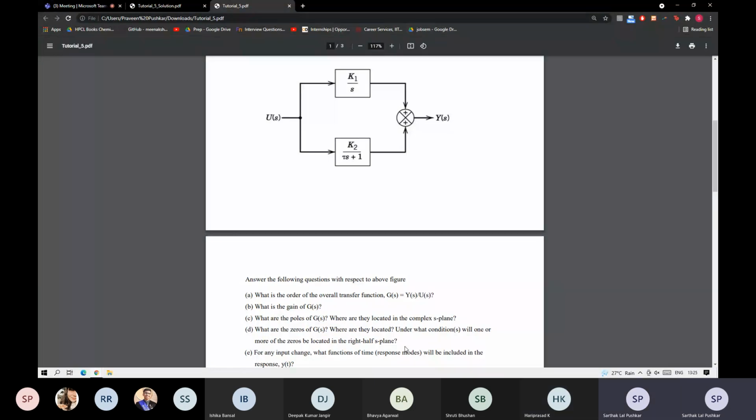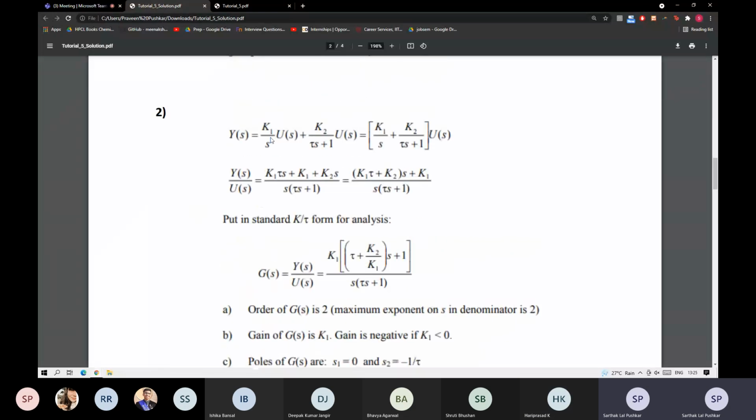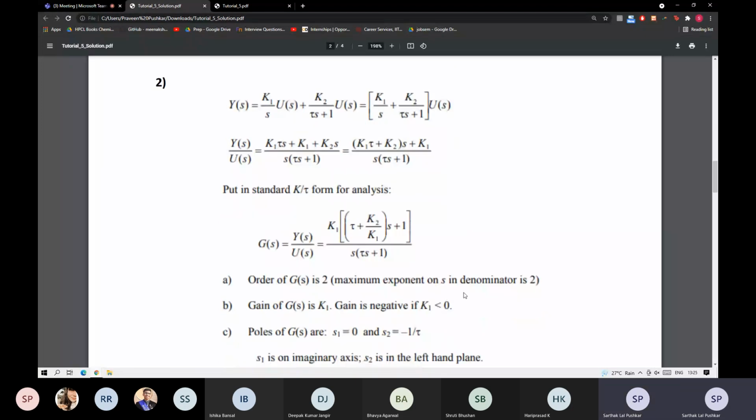So the first part is what is the overall transfer function? The overall transfer function is, you need to basically add both k1 by s and k2 by tau s plus 1, and this will be the final transfer function. And then you need to put it in the standard form to get the value of k and tau. The next part is what is the gain.